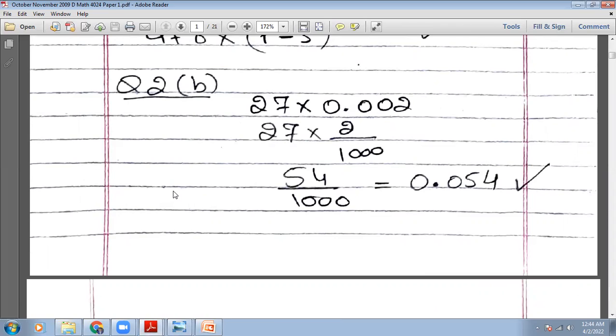So you will have 27 multiplied by 2 by 1000. 27 multiplied by 2 is 54. 54 divided by 1000. So the decimal, which is on the right side of the 4, will move 3 steps to the left. So you will have 0.054 as the answer.